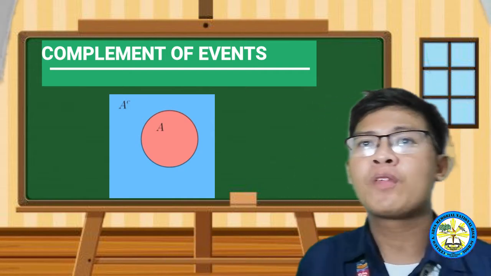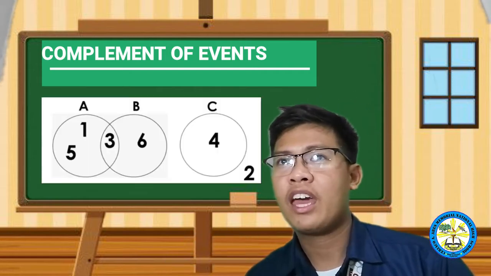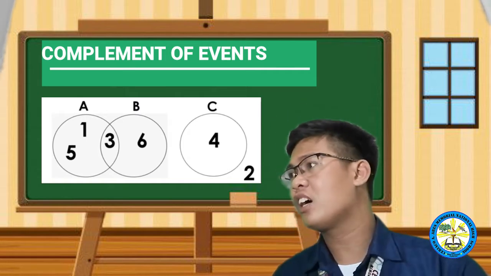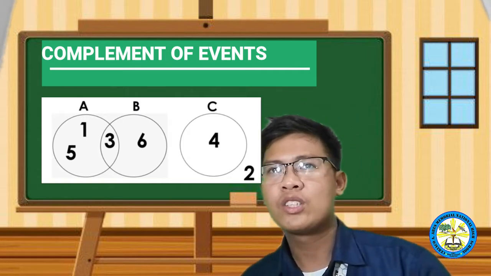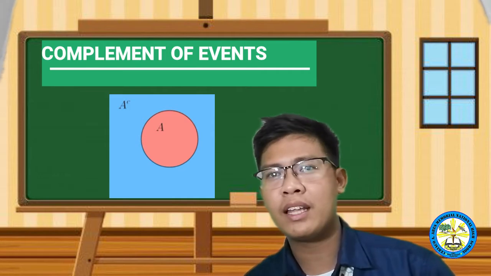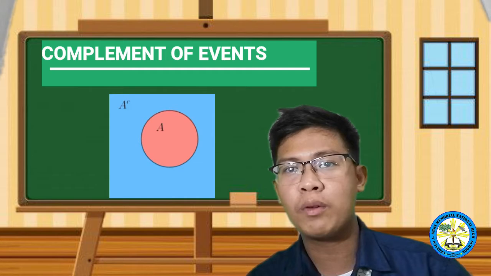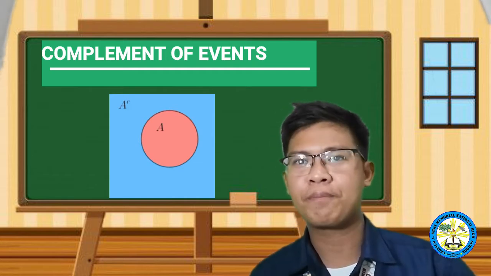Considering this figure, we have the set A. When we get the A complement, we can see it just outside the circle. All the portions or all the elements that we can see outside the circle is what you call the A complement or the A prime.